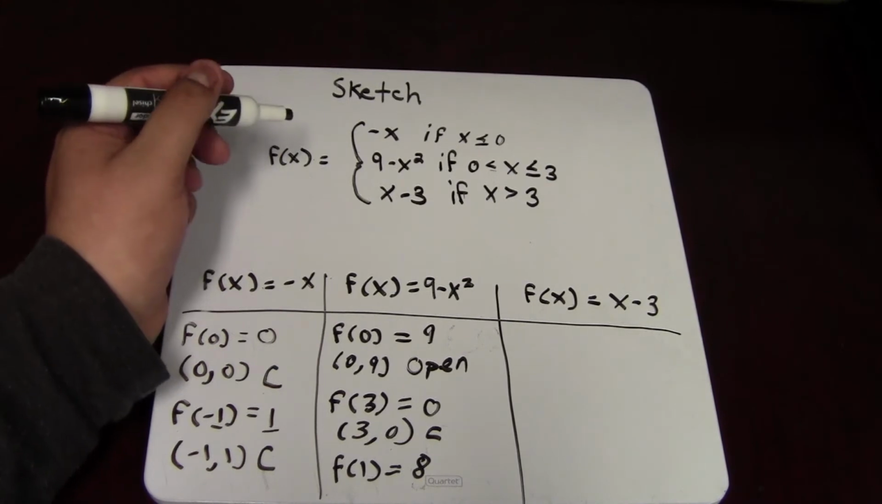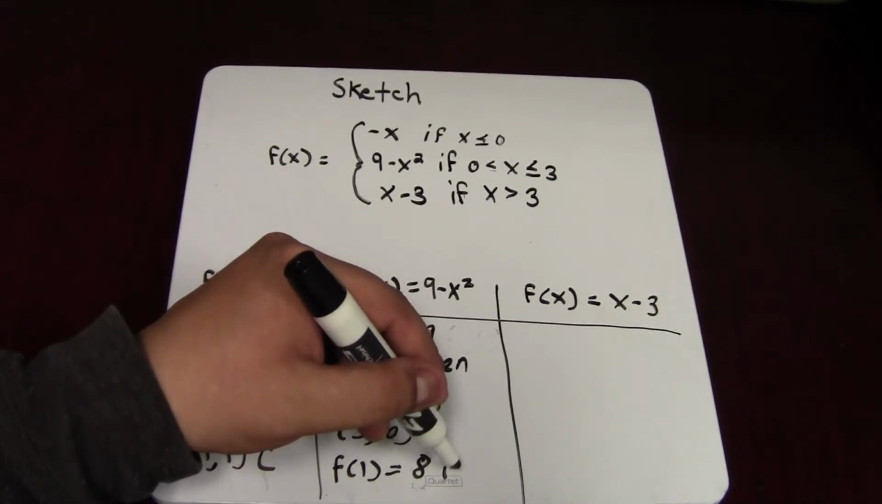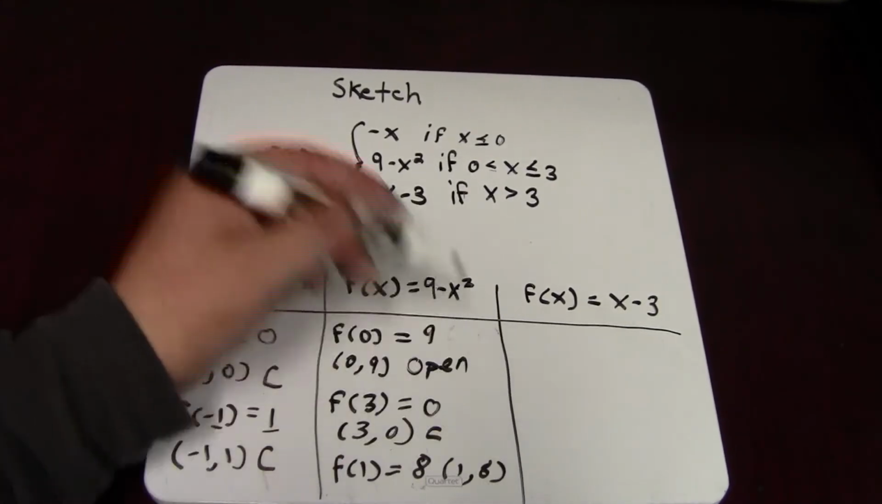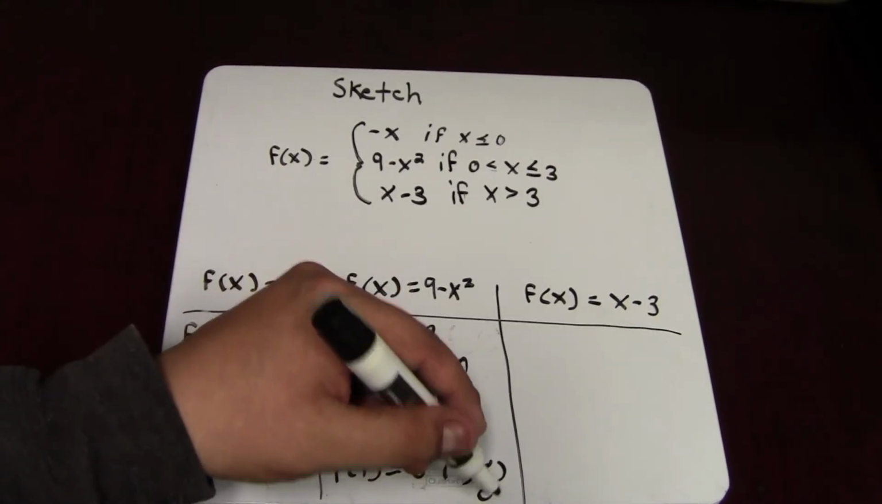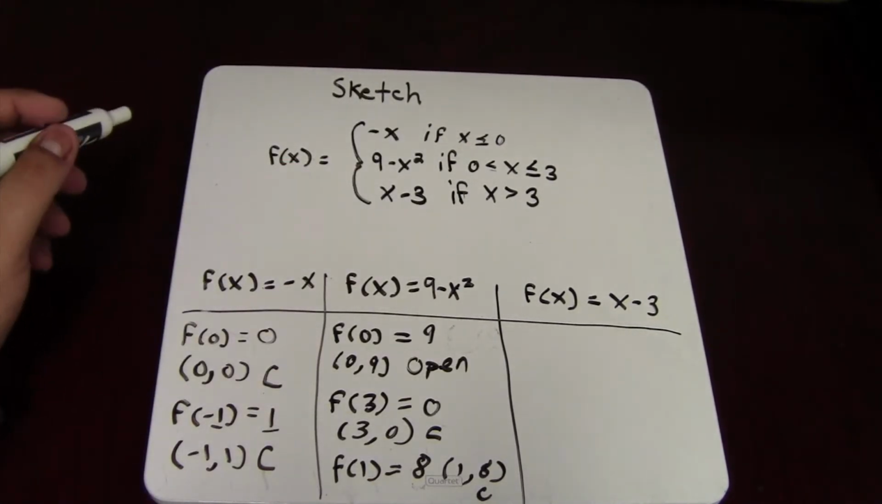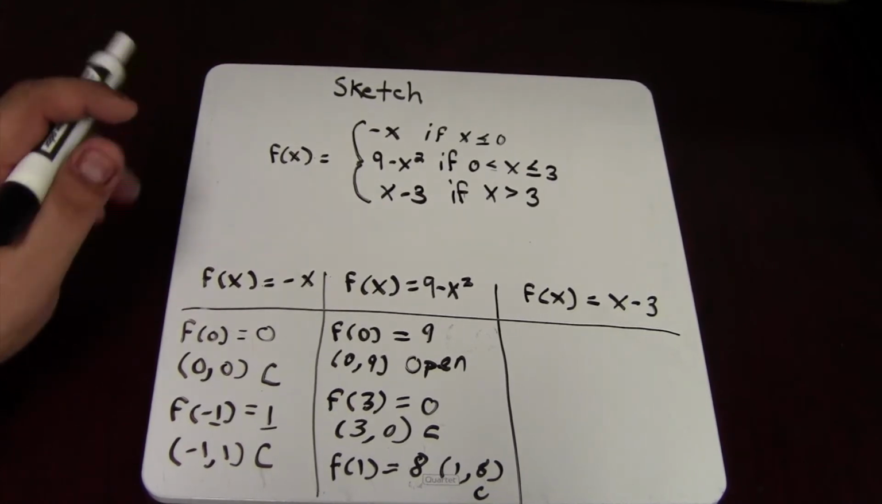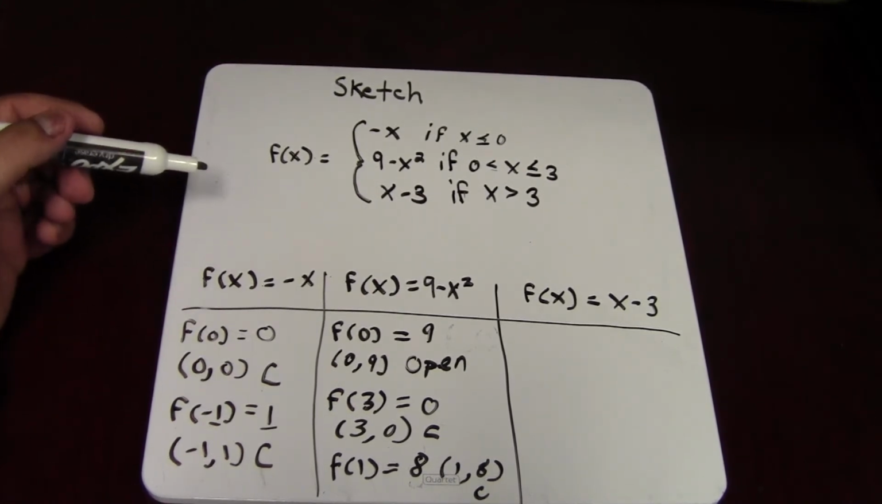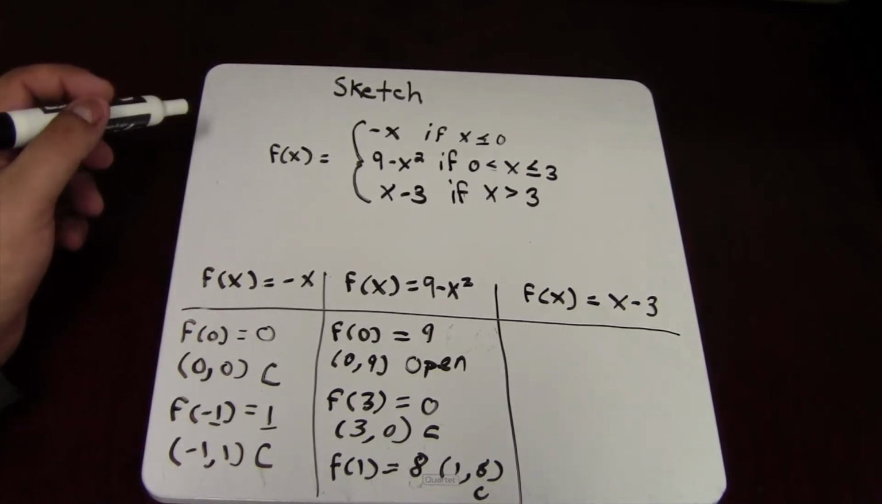So that'll be another point that we get, 1 comma 8. And this is also closed because it's within the domain. All right. Okay, we got one more piece to work on before we can actually start graphing this.